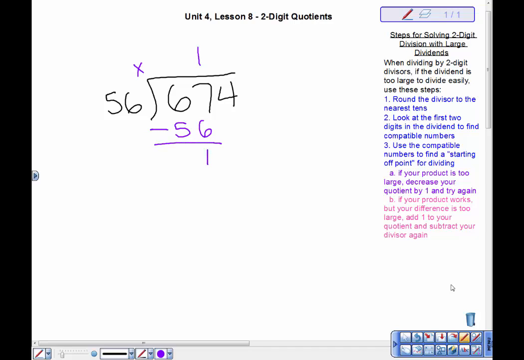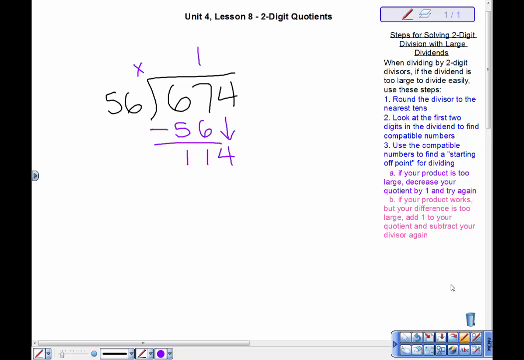7 minus 6 is 1. 6 minus 5 is another 1. If I compare, 11 is less than 56, so I'm good to go. So I'm going to bring down now my 4. Now I have 114, and I have to figure out how many times I can take 56 away.